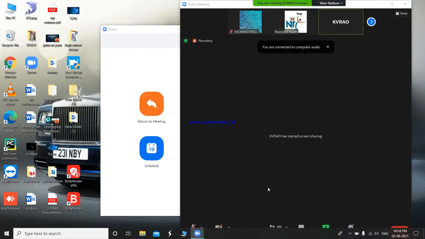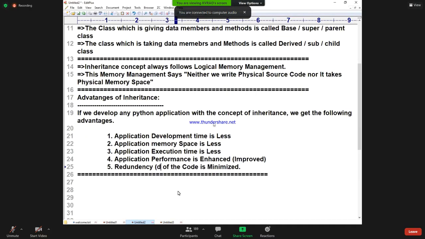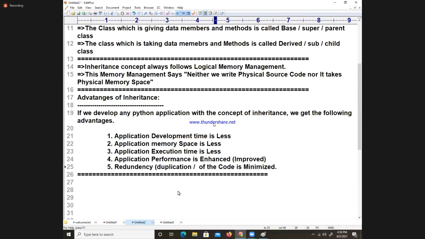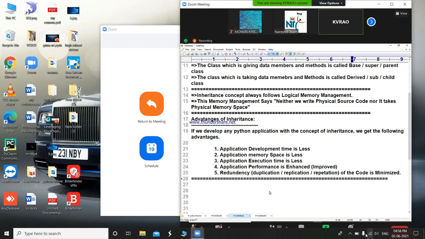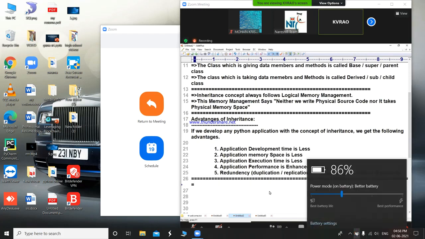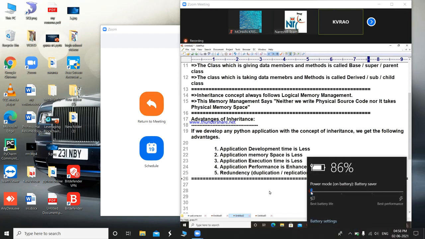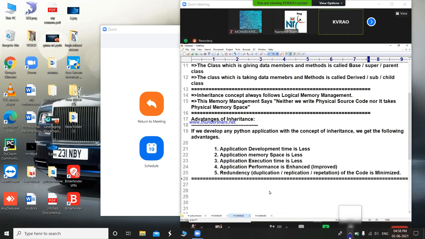Redundancy means duplication, or replication, or repetition. That means the same code you are writing again and again. That is called repetition, replication, duplication. These are the synonyms of the redundancy concept. Am I okay? Right. Now, let me move forward.